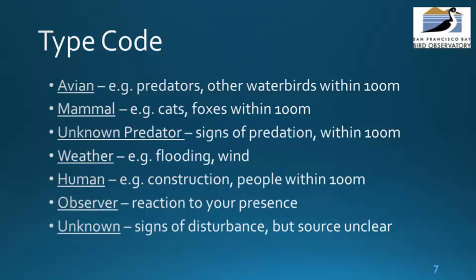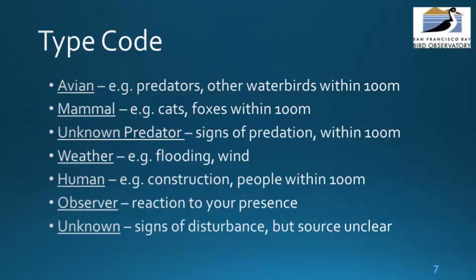Human is the broadest category and encapsulates the presence of people within 100 meters of the colony and human activity around the colony like construction or tree trimming. You should take every precaution to avoid disturbing the birds with your presence, but if you do notice that you're having an impact on the birds, adjust your behavior or location and record an observer disturbance. Finally, if you see evidence that the colony was disturbed between visits, but don't have enough clues to tell you what happened, you can use the unknown category.